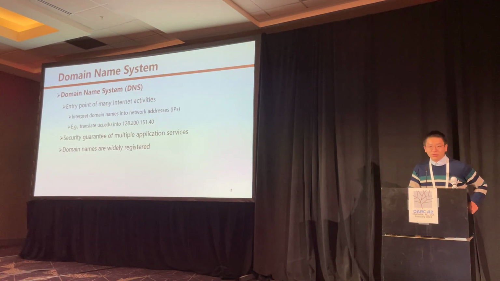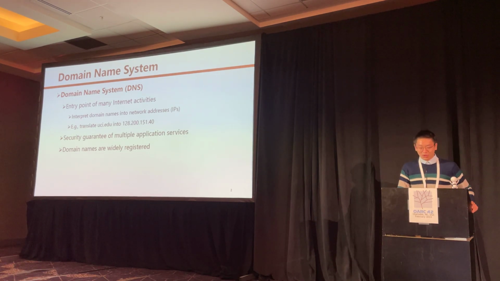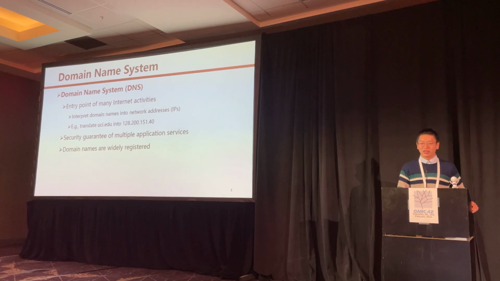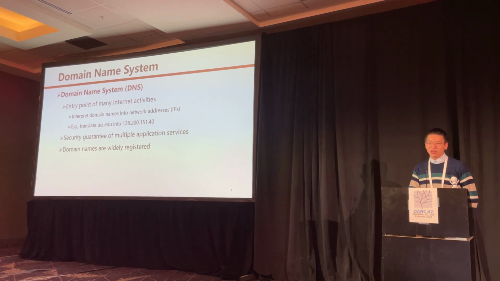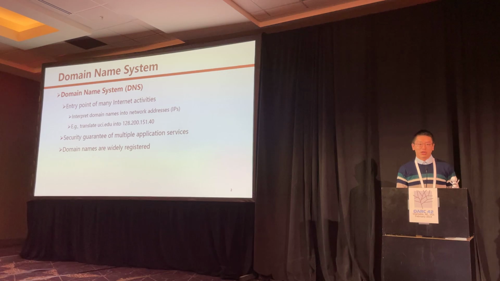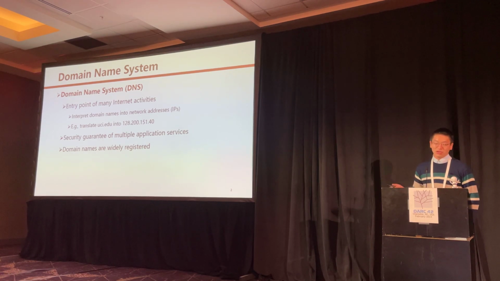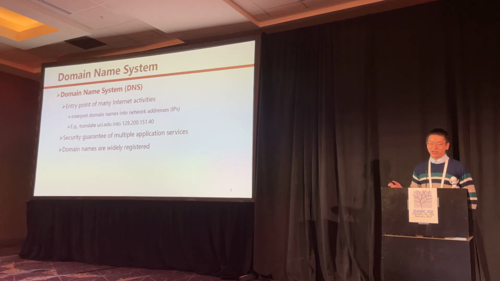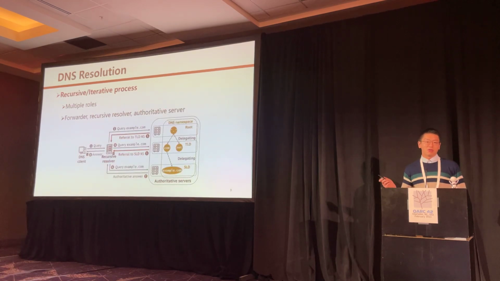So first, still about DNS. DNS, we all know about that. It is a tool to translate the human-friendly domains into IP addresses, which are machine-friendly. So for example, if you query uci.edu, we'll get this IP address. This is a simple example of how DNS works. It is a security guarantee of multiple applications. Domain names are widely registered, so it is very fundamental and very important.